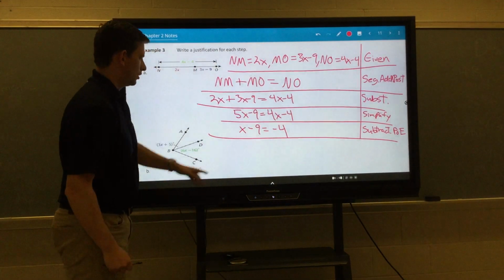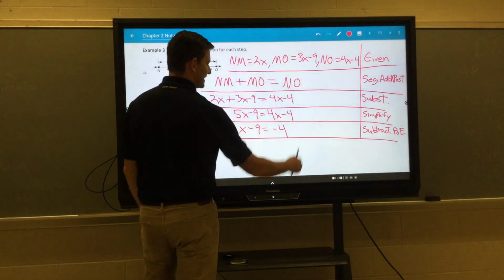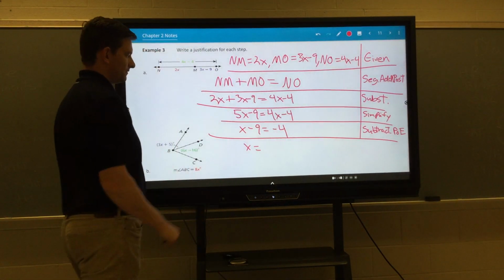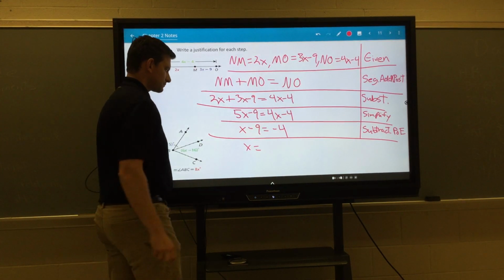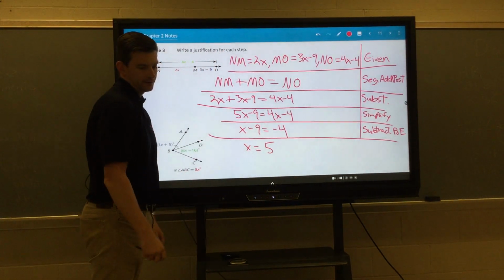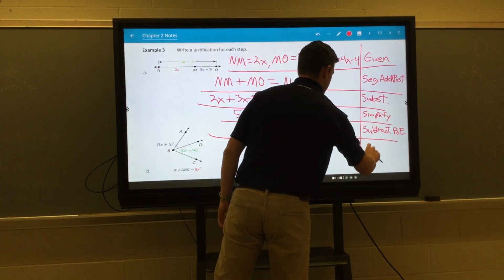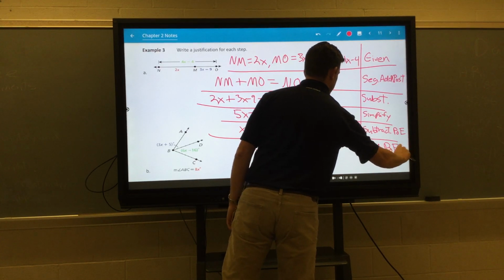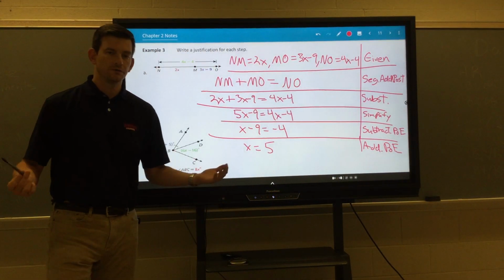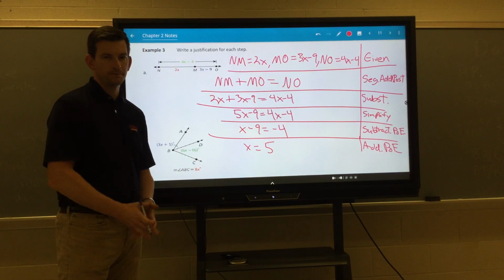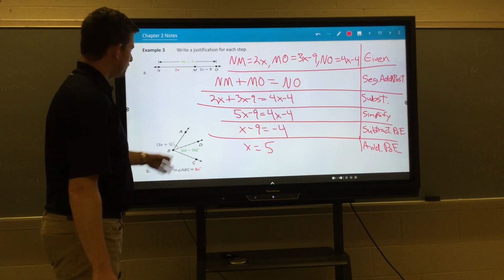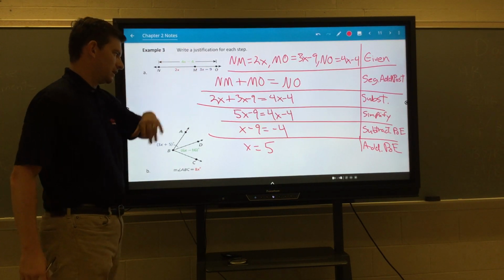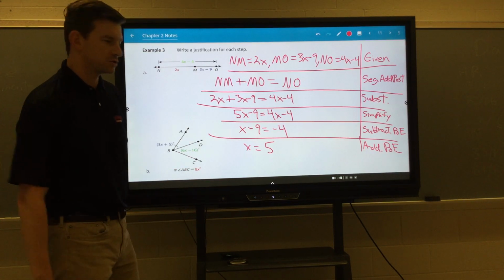Continuing on. Almost have x by itself. Let's add 9 to both sides. So when we are adding 9, we've got negative 4 plus 9 takes us to 5. This is addition property of equality. When we're solving for x, we're done with that problem. If you wanted to take this another step and find an NM length or an MO length or an NO length, you'd have another step of substitution.